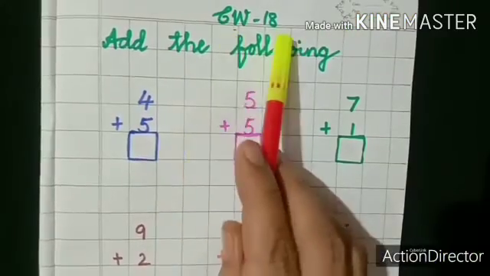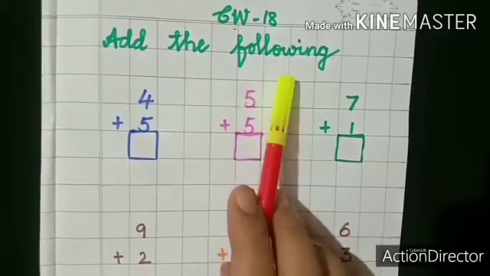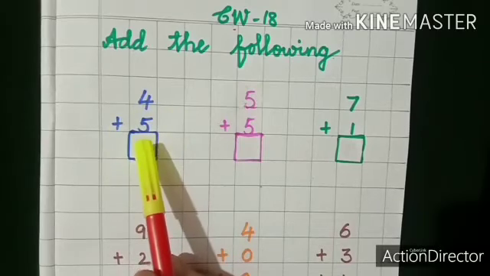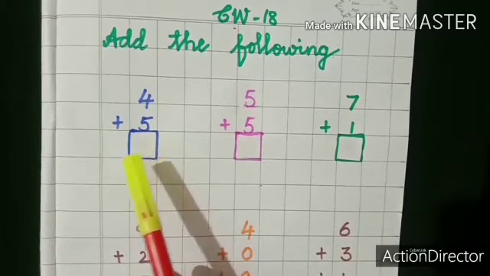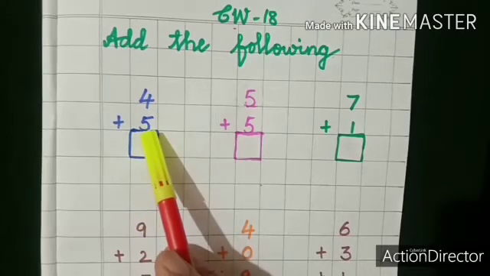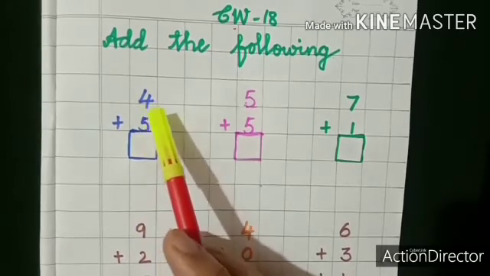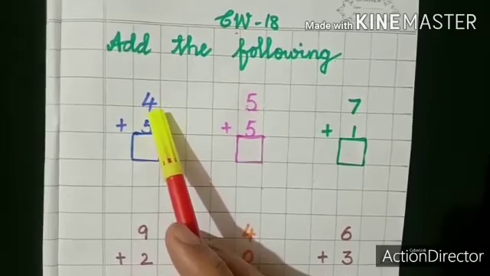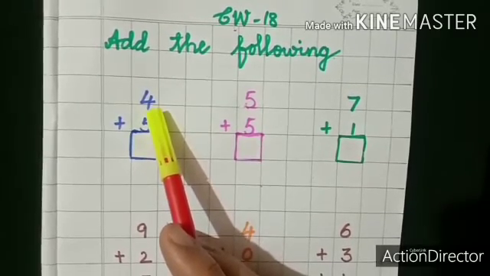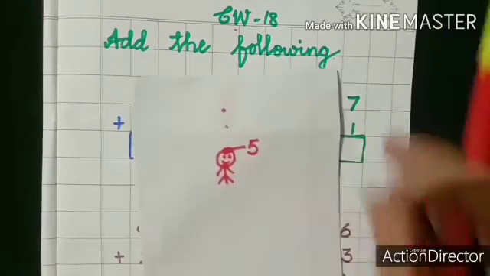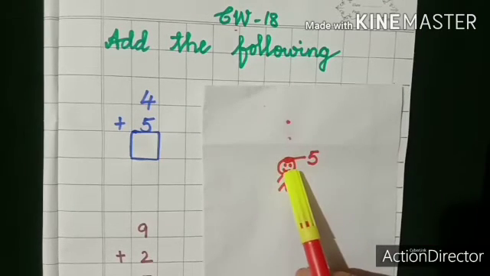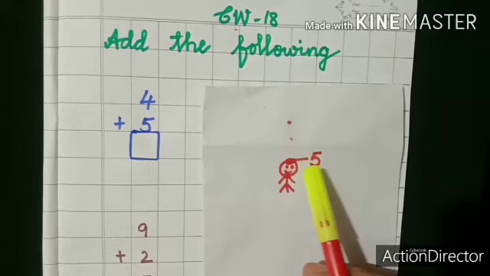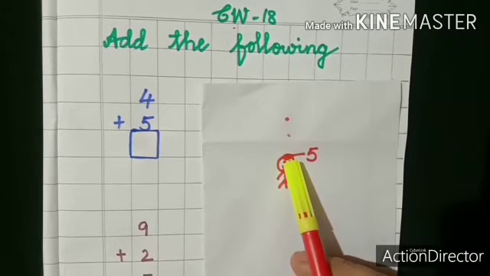Now I will explain classwork page. Add the following. 4 plus 5. What is the sum of 4 plus 5? Let's check. Which is the bigger number? 5 is the bigger number. And which is the smaller number? 4 is the smaller number. So 5 in my mind. I have a stick figure with smiley face just to show you 5 in the mind. You don't have to draw.